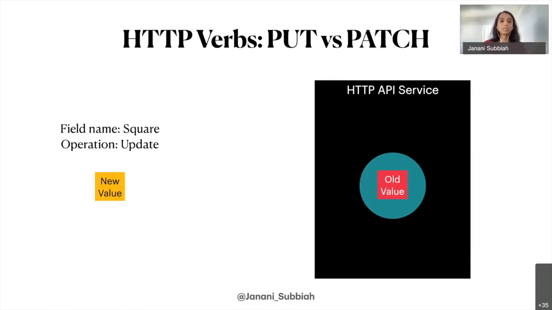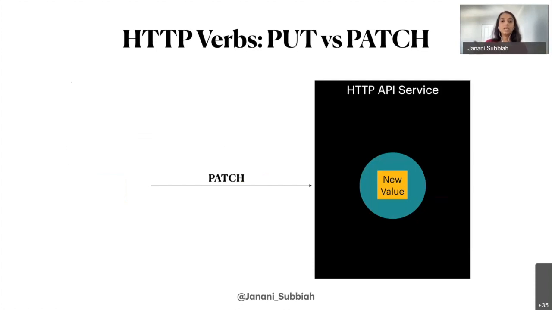The request can contain the name of the field and the operation, which in our case is update, and then it should, in the case of an update, contain the new value that we want to replace the old value with. And assuming everything else looks good, a patch request basically replaces the old value with the new value we passed in.